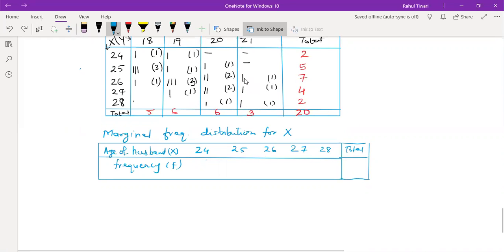Okay. So what are the frequencies for 24? 24 frequency is 2. So we have 2, then 5, 7, 4, 2. This is called the marginal frequency distribution for x. And what is your x? X is the age of husband. Can you write the marginal distribution of y similarly like this?